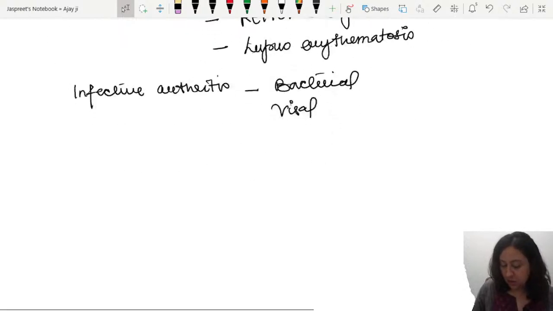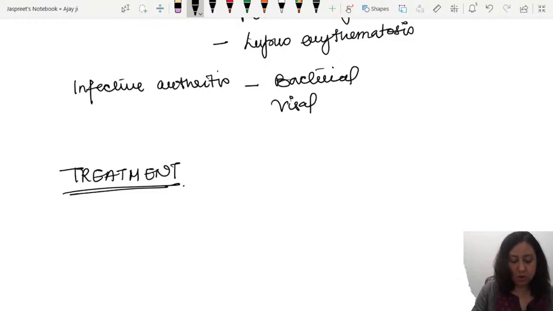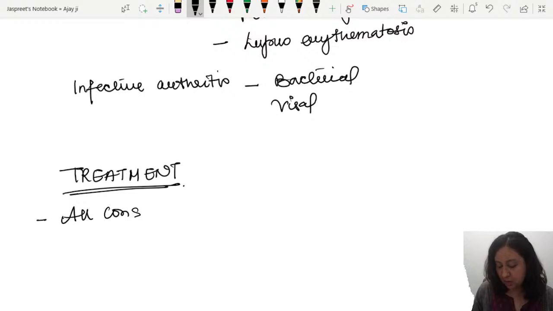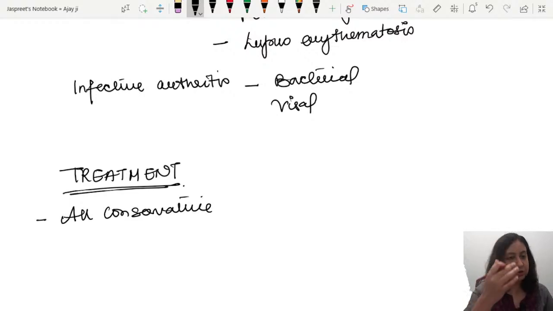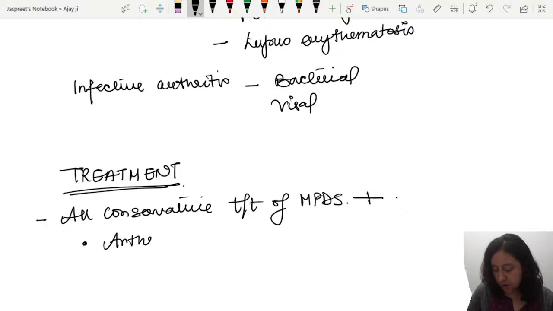Okay, now the treatment part. All the conservative treatment of MPDS, I'm not going to write that again here. All the conservative steps I had you write in the class under treatment of MPDS, analgesics, heat application, cold application, TENS therapy, those 7-8 points, also all the conservative treatment of MPDS. Plus, apart from that, what you can do? Arthrocentesis. Again, arthrocentesis I've taken in detail in the class.